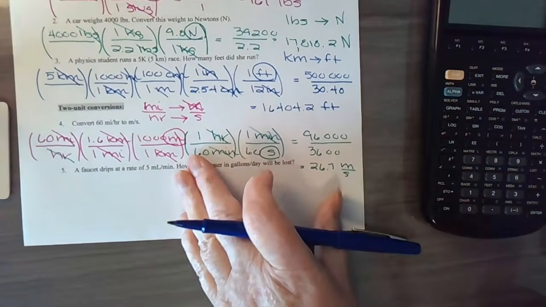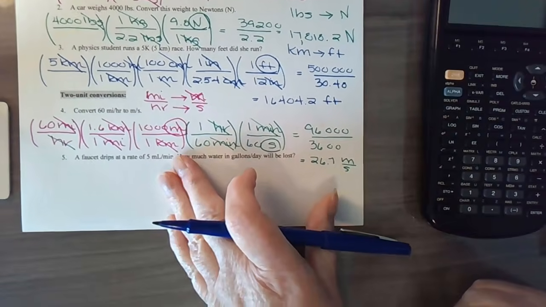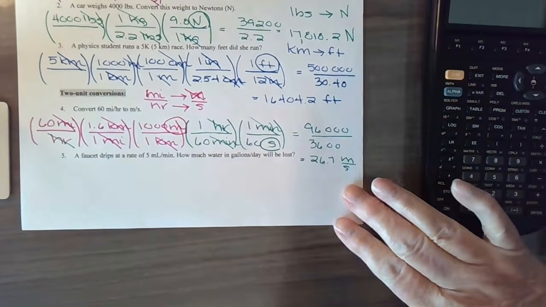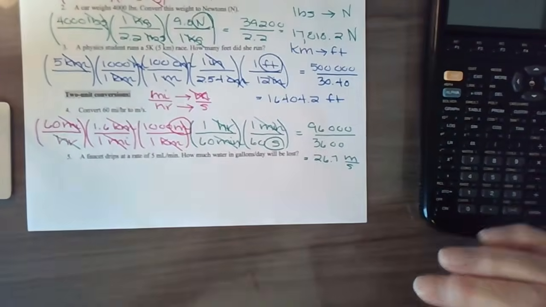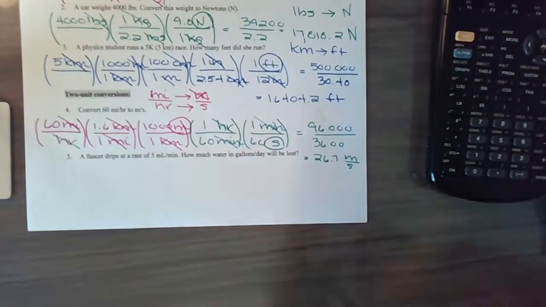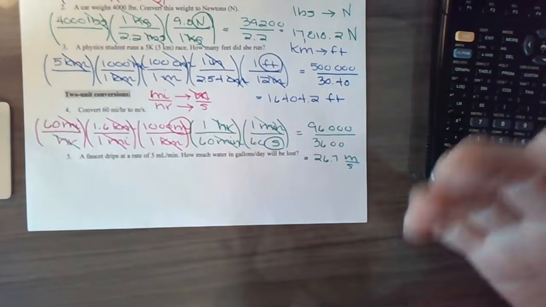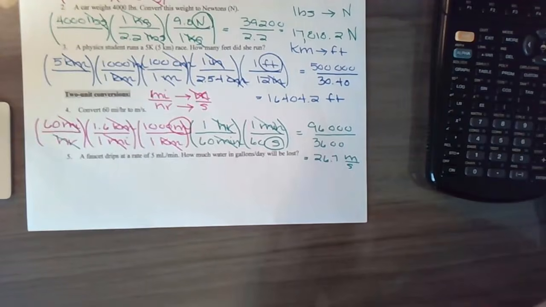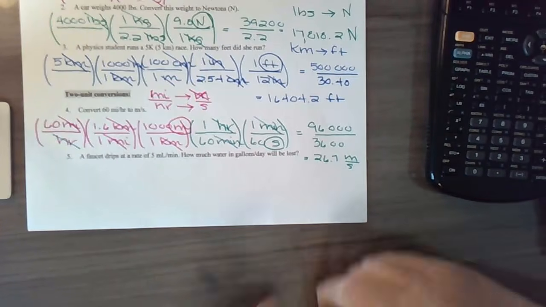All right, in this case, this sounds more like a physics problem, and this might have shown up on one of your quest assignments, but I want you to see now how you could have used dimensional analysis to answer a question like that. So it says a faucet drips at a rate of 5 milliliters per minute. How much water in gallons per day will be lost?